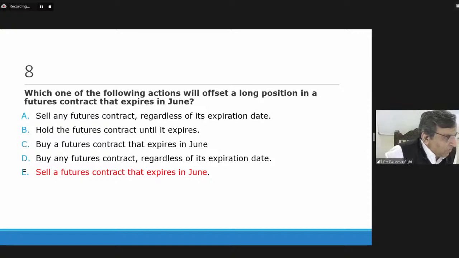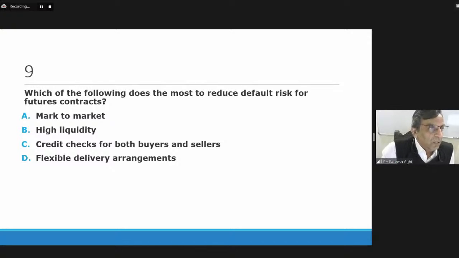So most of you have given the right answer. Chavi is right. Ambika is right. Sumit Jain is right, as well as Preeti. Fine. So answer 8 is correct for most of you. Now come to question number 9. Which of the following does the most to reduce the default risk for futures contracts? Mark-to-market settlement, high liquidity, credit checks for both buyers and sellers, or flexible delivery arrangements. So question number 9.